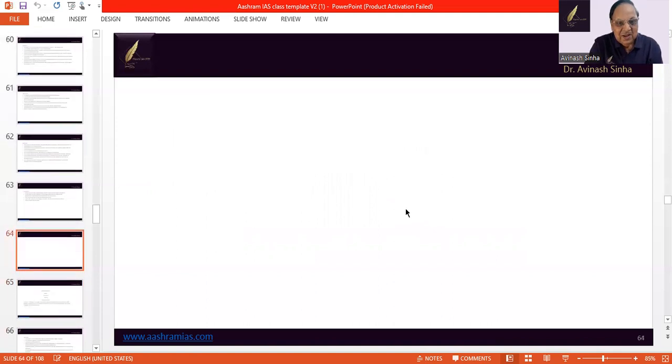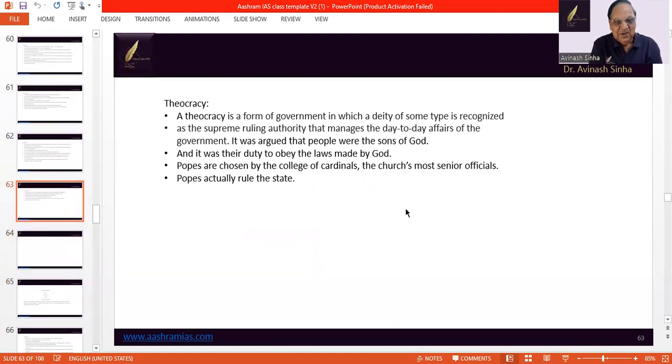So these are different forms of government.